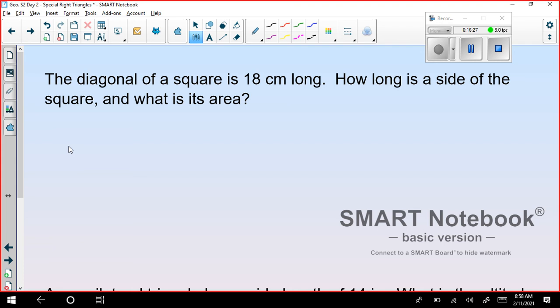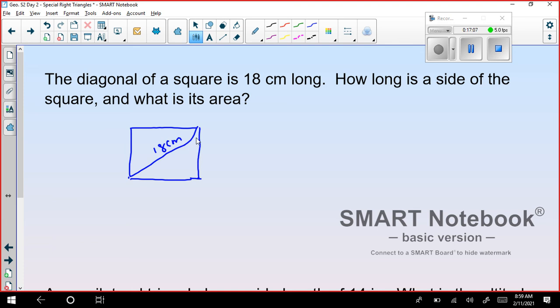Okay, the diagonal of a square is 18 centimeter long. How long is the side of the square and what is the area? Okay, let's solve this particular problem. If we have a square, and they have given us that the diagonal is 18 centimeter. How long is the side of the square and what is its area?